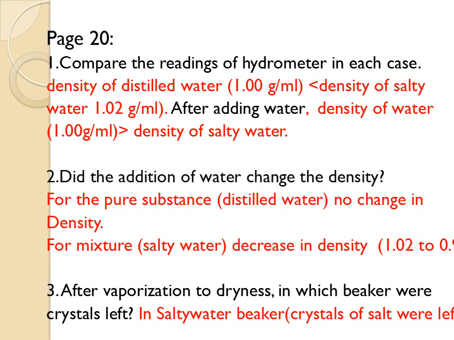After we add water, in the second reading, the recordings change only for salty water, but it remains the same for the distilled water. After adding water, the density of water, which is 1 gram per milliliter, becomes greater than the density of salty water, which is 0.9 gram per milliliter. The density of salty water changed after adding the water, from 1.02 to 0.9 gram per milliliter.